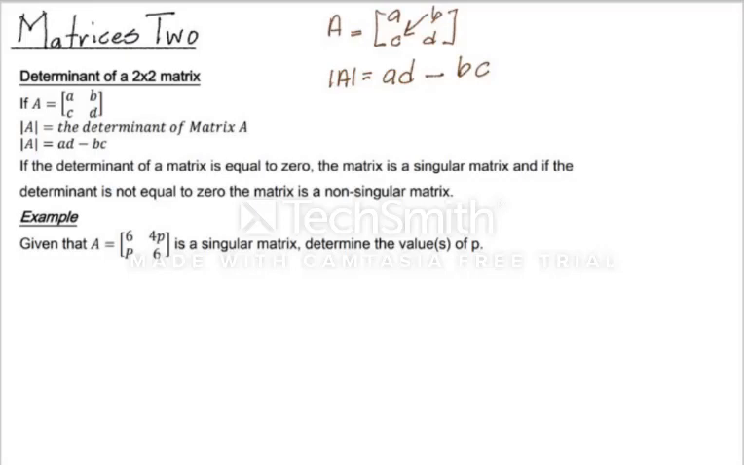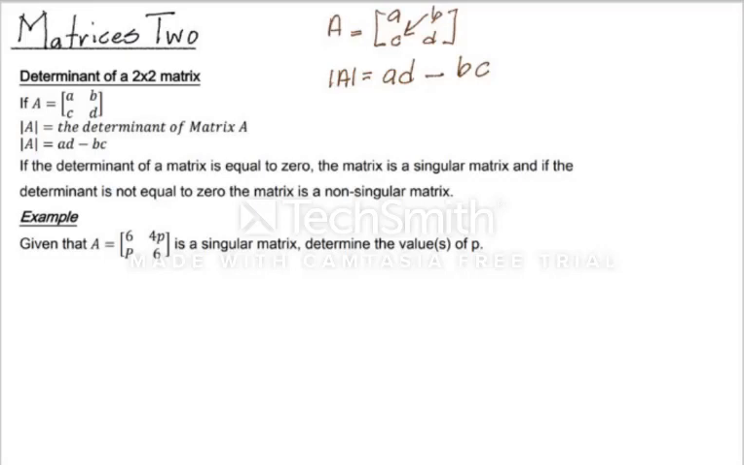Now, if the determinant of a matrix is equal to 0, the matrix is a singular matrix. And if the determinant is not equal to 0, the matrix is a non-singular matrix. So a singular matrix is a matrix in which the determinant is equal to 0, and a non-singular matrix is a matrix in which the determinant is not equal to 0.